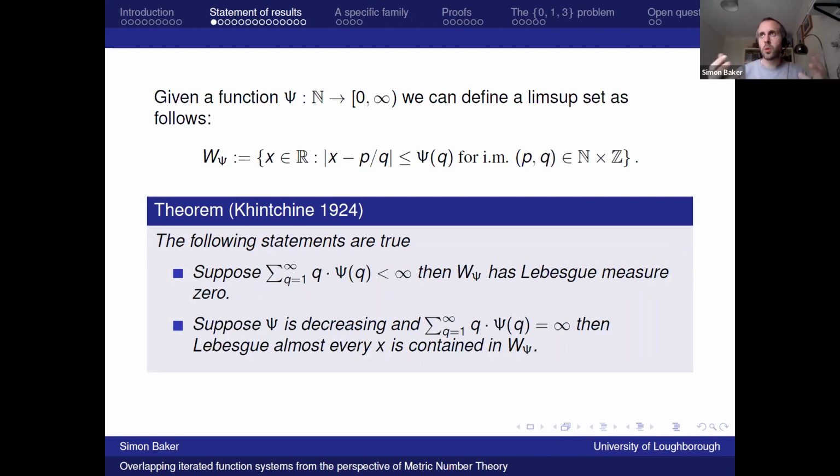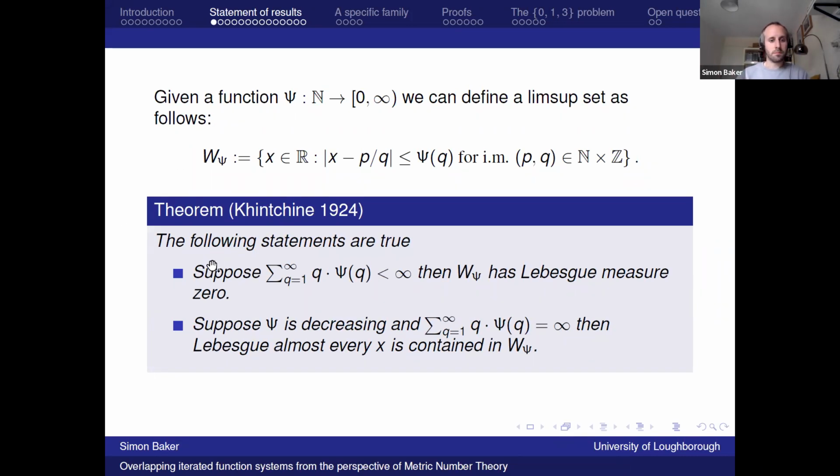So just to recall, we have this very well-known result of Khintchine, which describes the Lebesgue measure of a very general family of limsup sets coming from Diophantine approximation. I have my function psi from the natural numbers to the positive reals, and I can define a limsup set as follows. I'm interested just in those x which can be approximated by a rational p over q with error psi of the denominator, so psi of q.